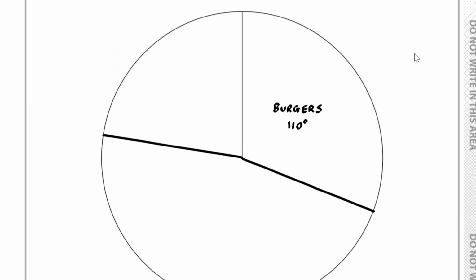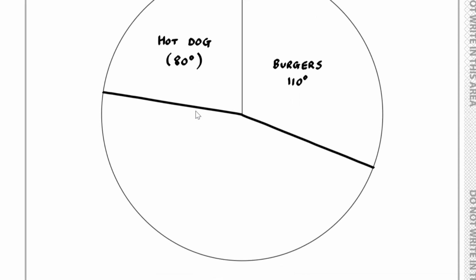And what we can see here then is we have hot dog at 80 degrees, and the rest will be pies. This will be at 170 degrees.